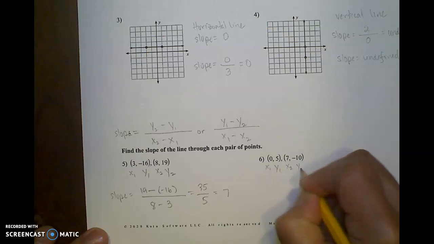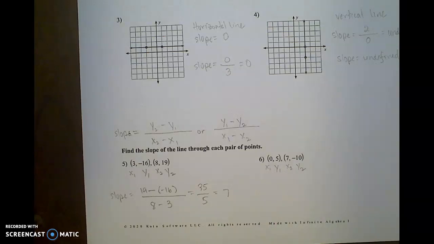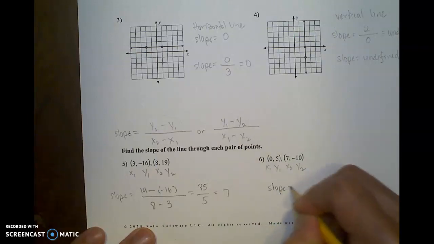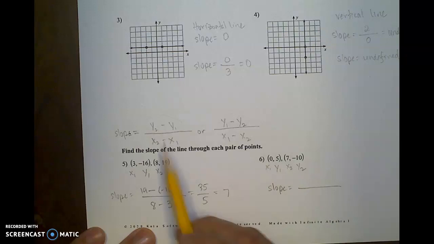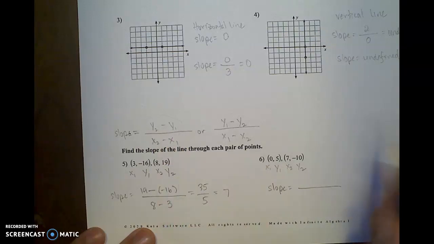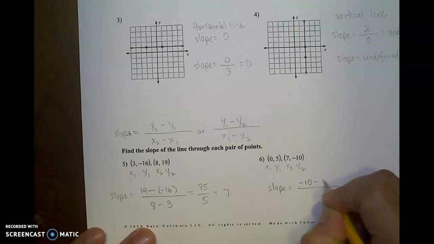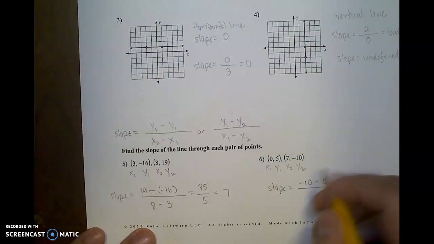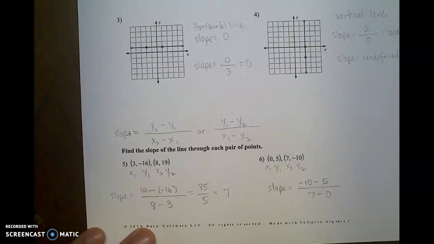Go ahead and label my next ordered pairs, x1, y1, x2, y2. Again, following the formula for slope, you've got to make sure you plug in these numbers in the right spot in the formula. So again, I'm going to do y2 minus y1 over x2 minus x1. And there's my slope.